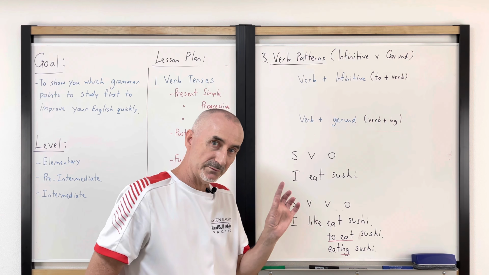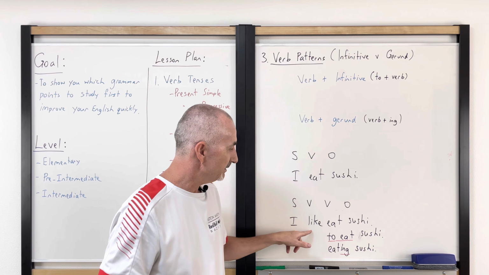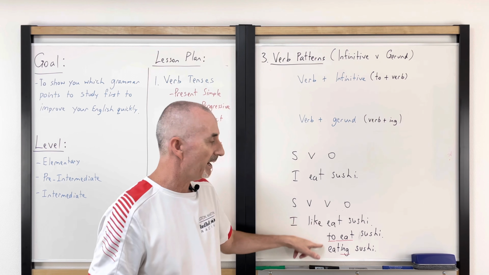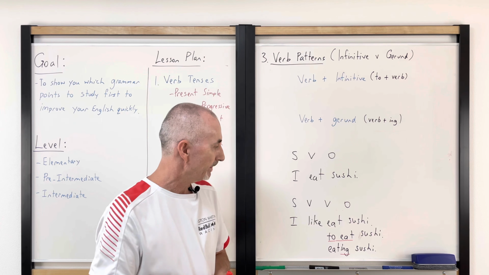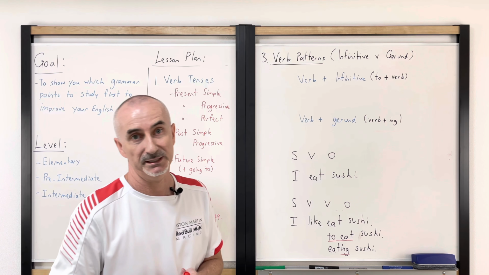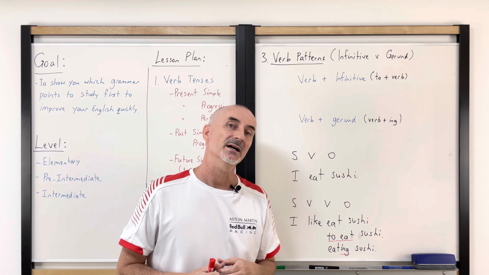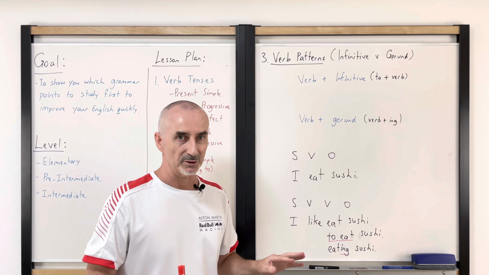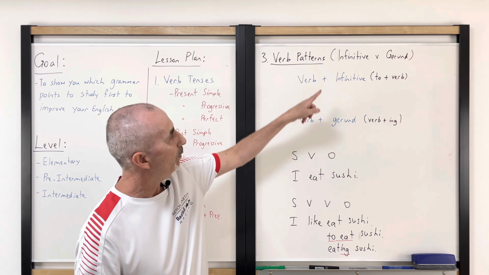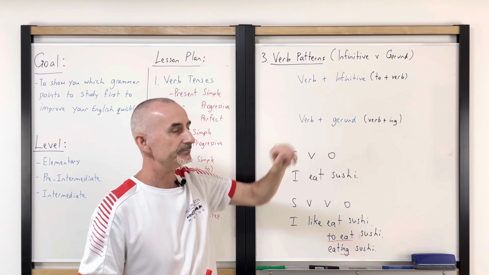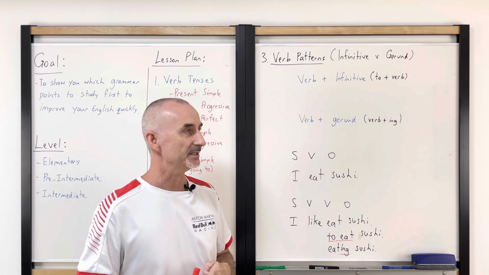There are a few verbs which are like this, which can use both patterns, and it's correct. I like to play soccer, I like playing soccer. I like studying English, I like to study English. Okay, but most verbs can only use one of these patterns, and students make a lot of mistakes.